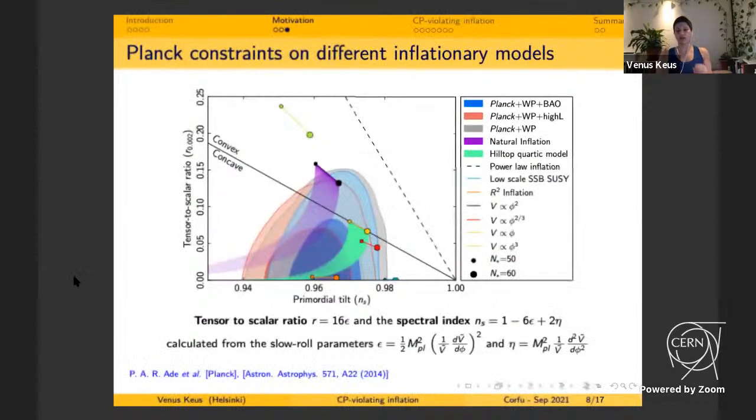Basically, when you put an inflationary model together, you have to adjust it based on the observations. And the main one comes from this plot that you've seen many times, which is the constraint that the Planck experiment has put on the tensor to scalar ratio r versus the primordial tilt or the spectral index n_s, which are derived or calculated from your inflationary potential. And you need to be around here for your inflationary model to agree with observation.